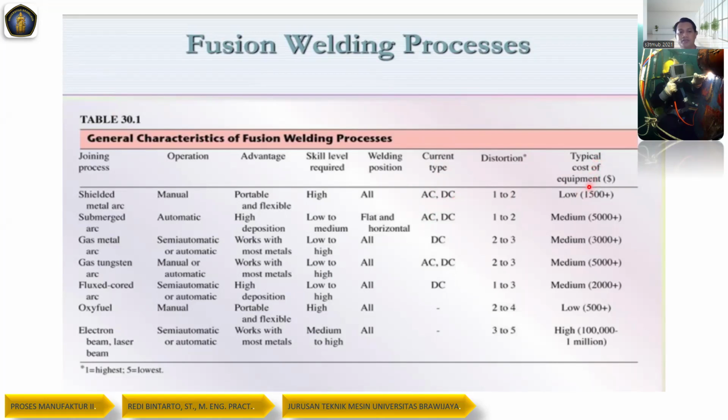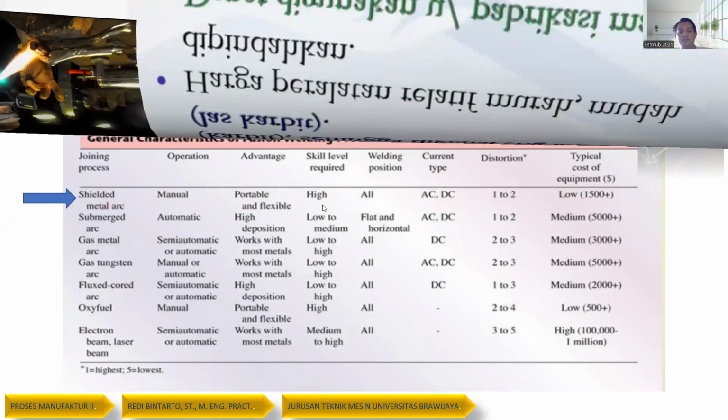The lowest is SMAW, shielded metal arc. This is the common welding in Indonesia, maybe in Malaysia as well, because the equipment for this kind of welding is the lowest, the cheapest one. They just need an electric source.